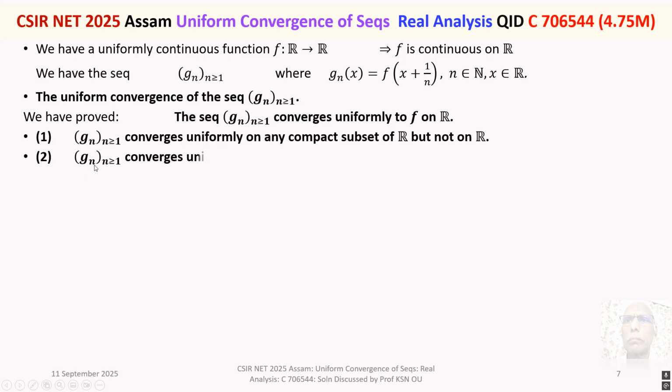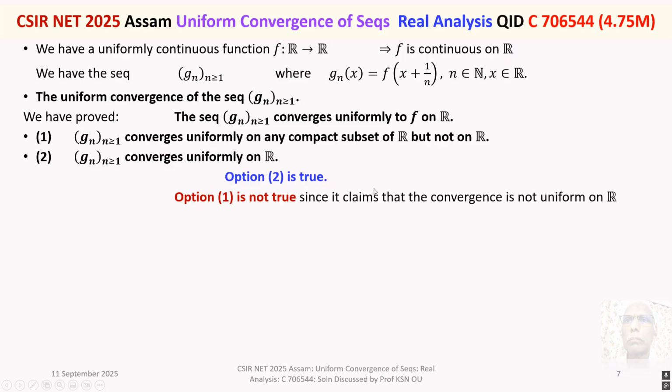Option 2, the sequence g_n converges uniformly on R. Yes, we have proved. Therefore, option 2 is true and option 1 is not true because it claims that the convergence is not uniform on R, but it is uniformly convergent on R. Therefore, option 1 is not true. Right. This is the discussion related to the sequence g_n. So, we move to the next slide for the discussion about the sequence h_n.